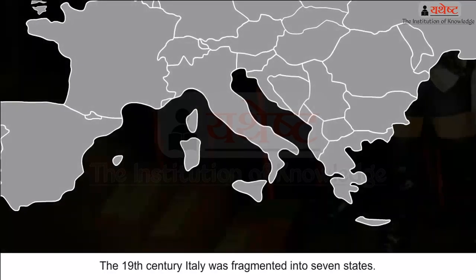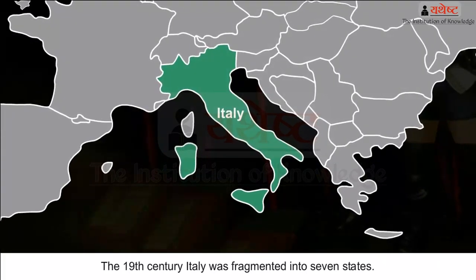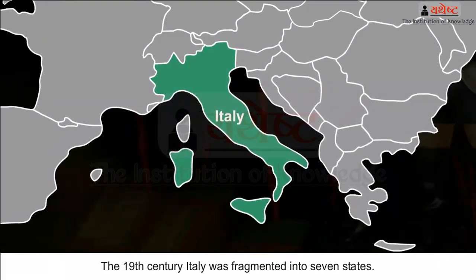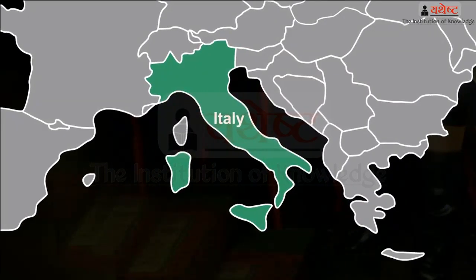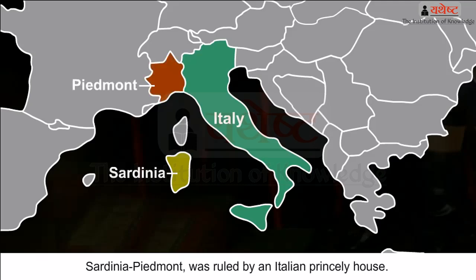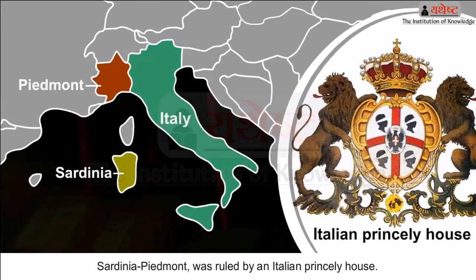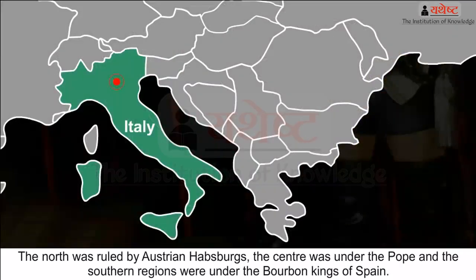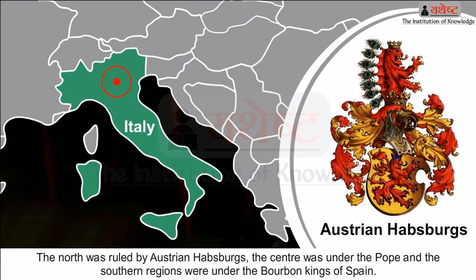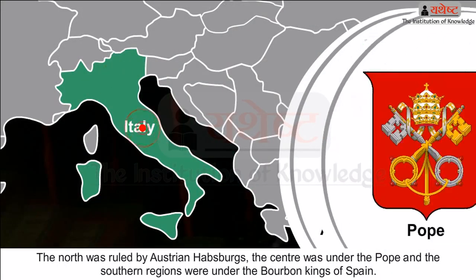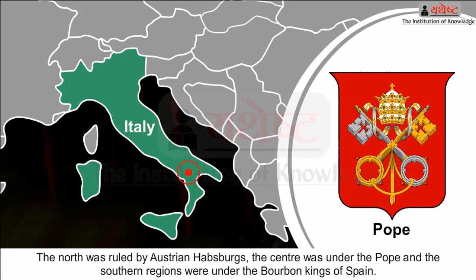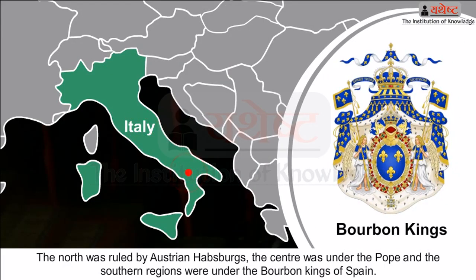Italy unified. The 19th century Italy was fragmented into seven states. Of these, only one, Sardinia-Piedmont, was ruled by an Italian princely house. The north was ruled by the Austrian Habsburgs. The centre was under the Pope and the southern regions were under the Bourbon kings of Spain.